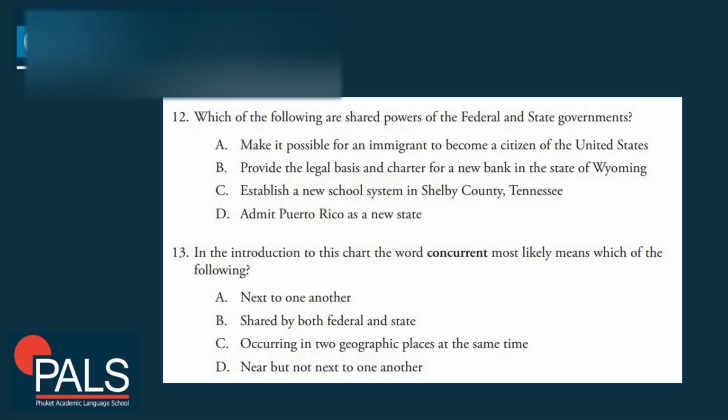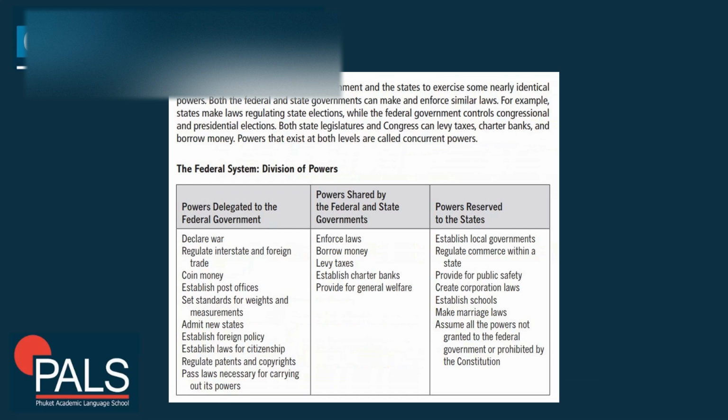13. In the introduction to this chart, the word concurrent most likely means which of the following? This you have to use context. You can probably guess the meaning of concurrent if you look in the chart, in the table. The last sentence of the paragraph above the table says, powers that exist at both levels are called concurrent powers. Since we're being told it's both levels, that's a big hint.